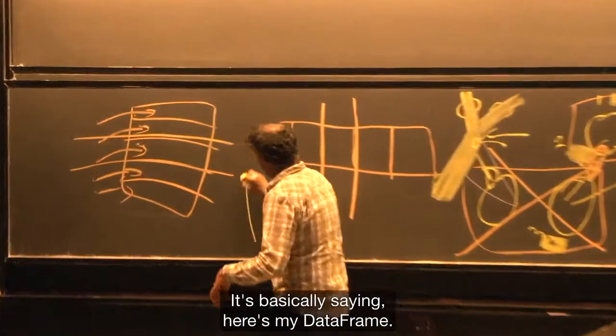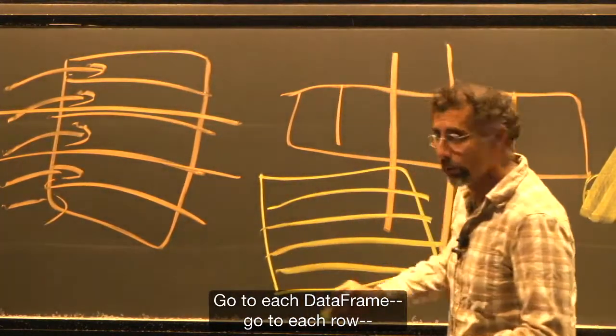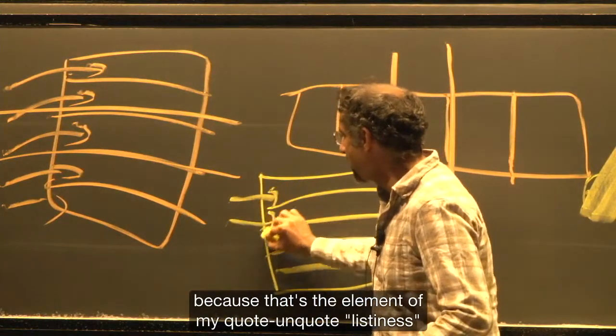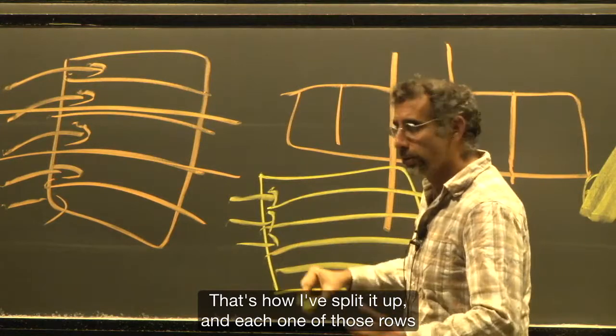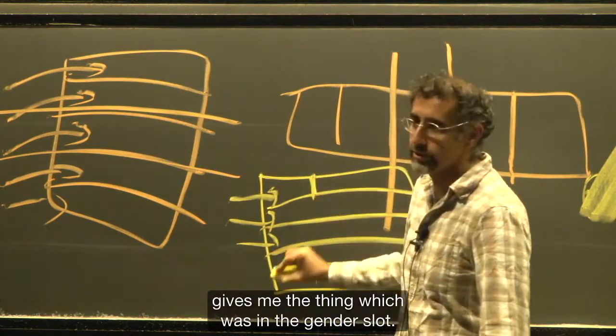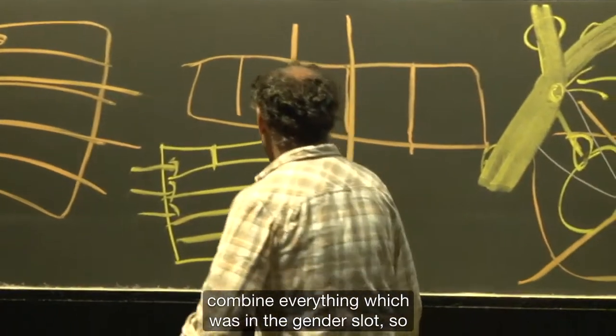It's basically saying here's my data frame. Go to each row, because that's the element of my quote-unquote listiness of that data frame. That's how I've split it up. And in each one of those rows, give me the thing which was in the gender slot. That's what that map is doing. And then it's saying combine everything which was in the gender slot.